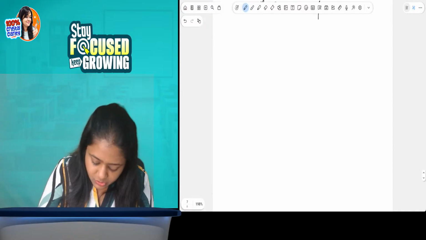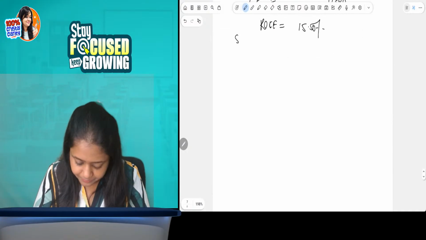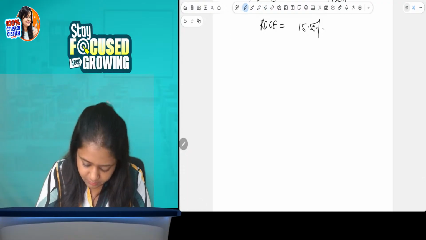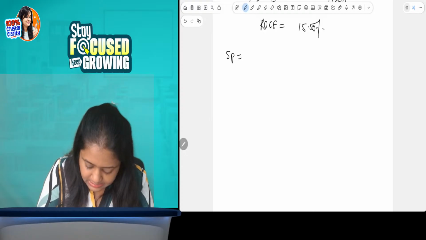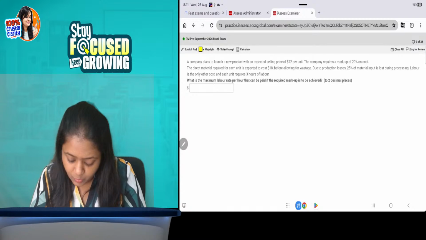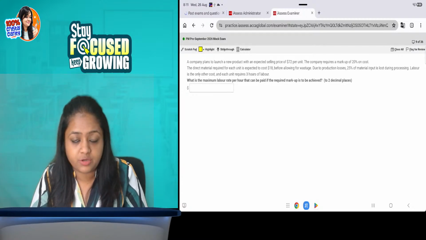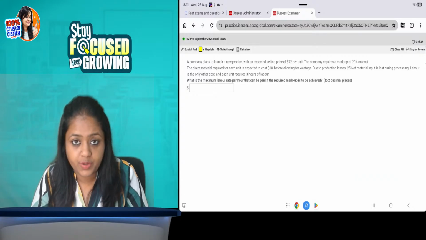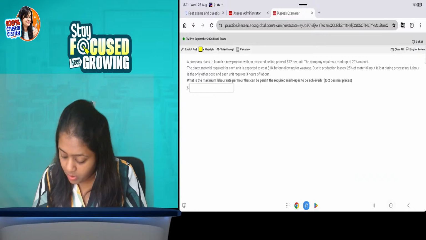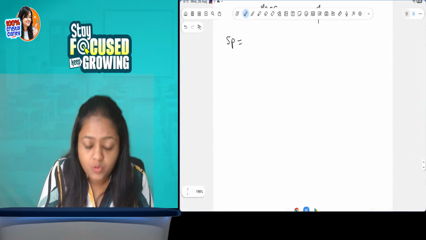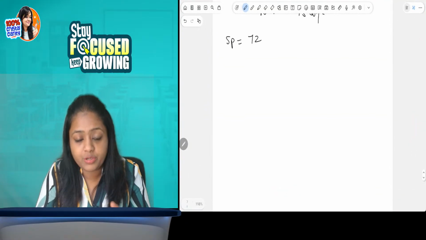Now here, your selling price is given to you here, 72, and there is a 20% markup on cost and 18 is the material cost before 25% loss. Okay, we have all the data. Let's do it. So selling price is 72, and you have to get the cost.